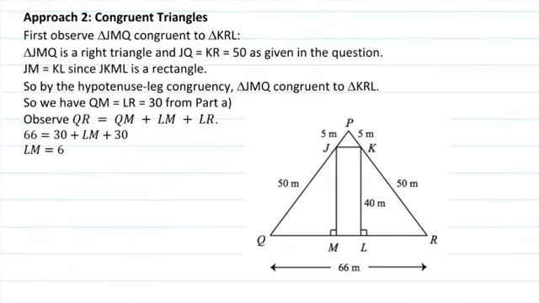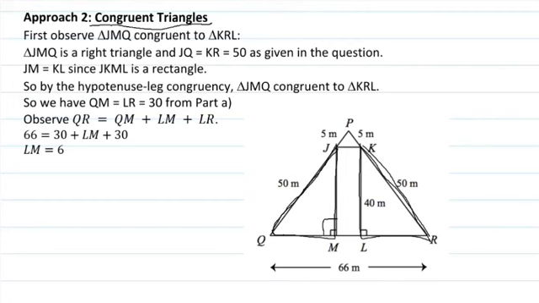For the second approach, we'll use congruent triangles. First, we claim that triangle JMQ, this one right here, is congruent to triangle KRL, which is this one right here. And we'll prove why that is. First, observe that triangle JMQ is a right triangle because angle JMQ is a right angle. And we know that JQ equals 50 as given in the question, and KR also equals 50 as given in the question. So those two lengths are equal to each other.